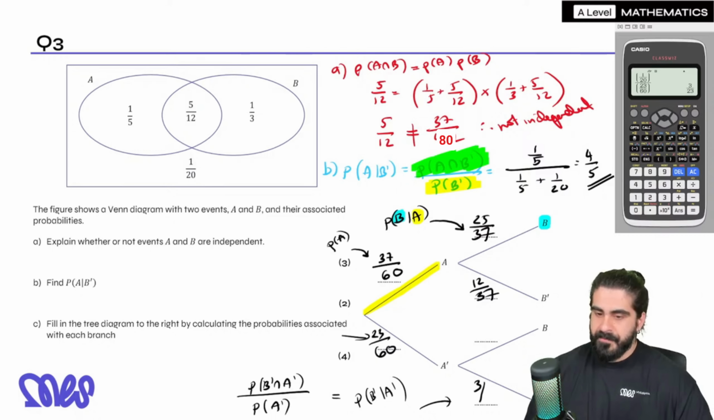23/23. This will then be 20/23. Are we all happy with that?